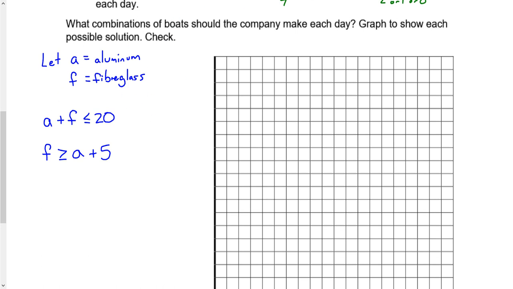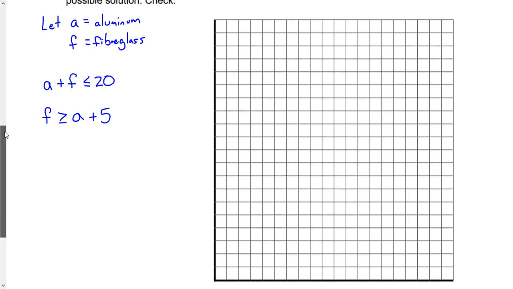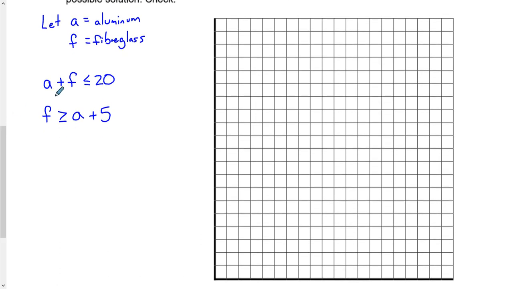Now, let's do some graphing. Now you may ask, well, how am I supposed to graph this? The thing that we need to do is identify how we are going to graph it, because this equation already has one of our variables by itself.